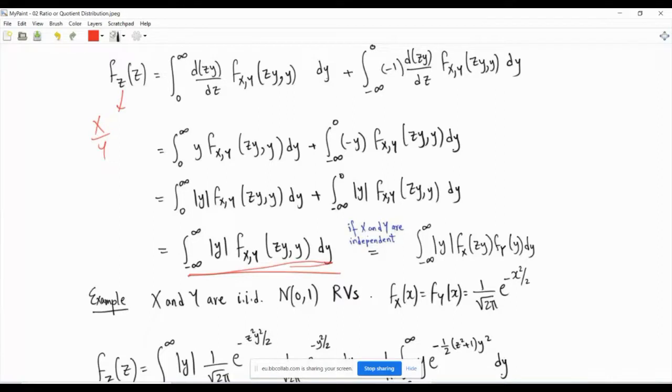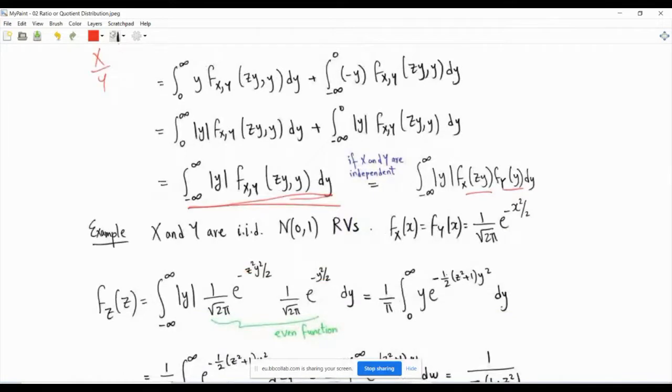Needless to say, if the two random variables are independent, then you can write the joint distribution as the product of the marginals. One of the classical examples of ratios of random variables is what happens if you take the ratio of two standard Gaussian random variables, with zero mean and unit variance. In this case, this is the standard Gaussian distribution: the expectation of x is 0 and the variance of x is 1. Just apply the formula. What will be the PDF of x over y?